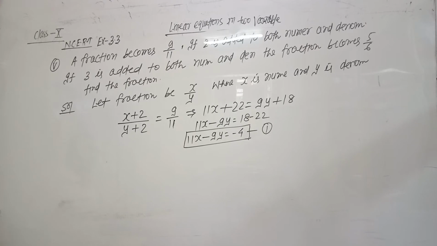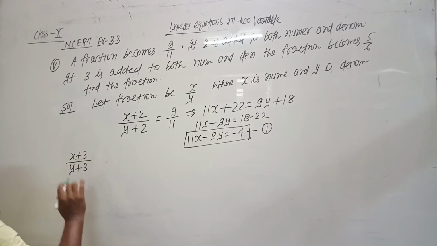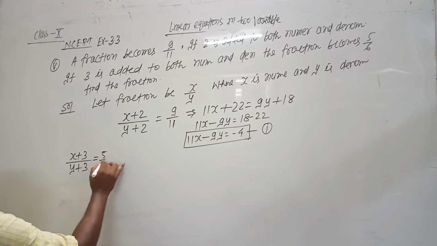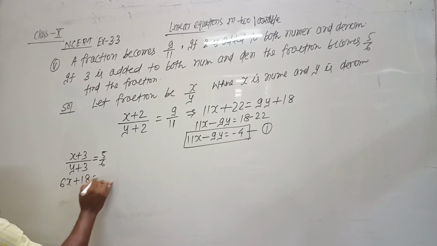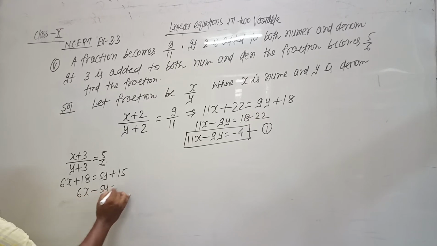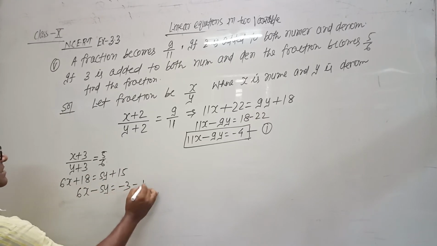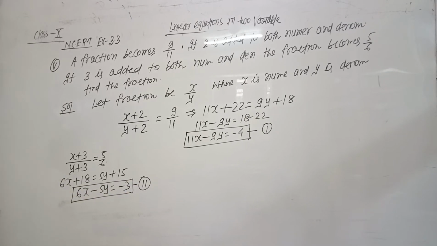The next statement: the fraction becomes 5 by 6 when 3 is added to both numerator and denominator. Again do cross multiplication. So 6x plus 18 equals 5y plus 15, and 6x minus 5y equals 15 minus 18. This becomes minus 3. This is the second equation. So we get two equations. The first is 11x minus 9y equals minus 4, and the second is 6x minus 5y equals minus 3.